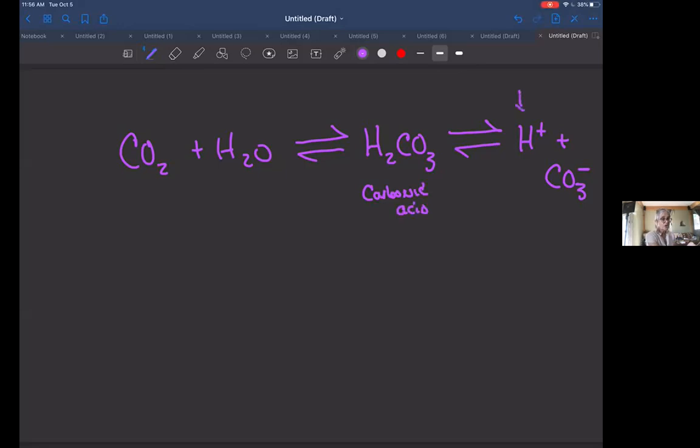This is my hydrogen ions. That is what causes an acid. So this is an acid because it releases hydrogen ions. And this is my bicarbonate ion.